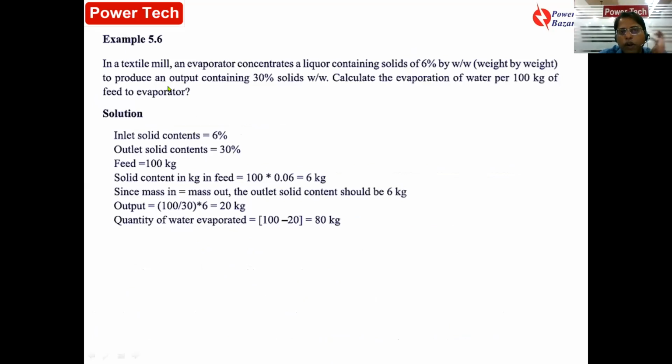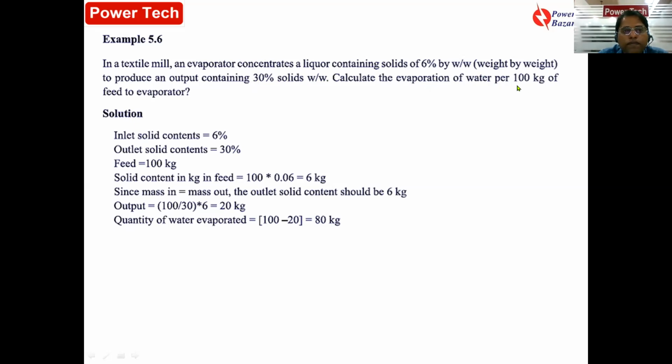Now, the second problem: in a textile mill, an evaporator concentrates liquors containing solids 6% by weight. A liquor contains solids. What is the weight ratio? W by W is 6%. Now, due to evaporation by application of heat energy through steam or electricity, it evaporates. The output contains 30% solids, weight by weight. So W by W in the output is 30%. Calculate the evaporation of water for 100 kg of feed to the evaporator.